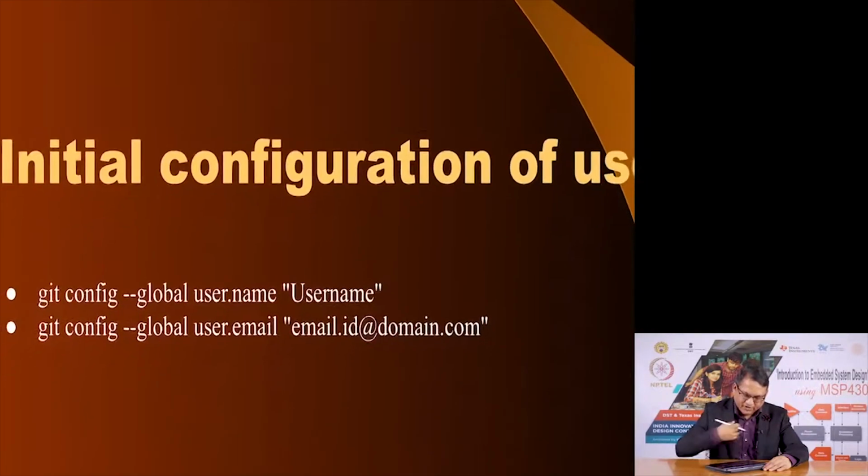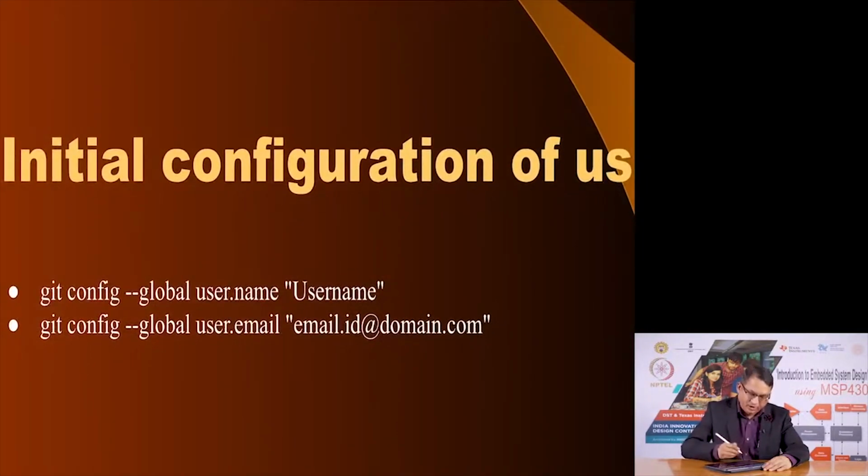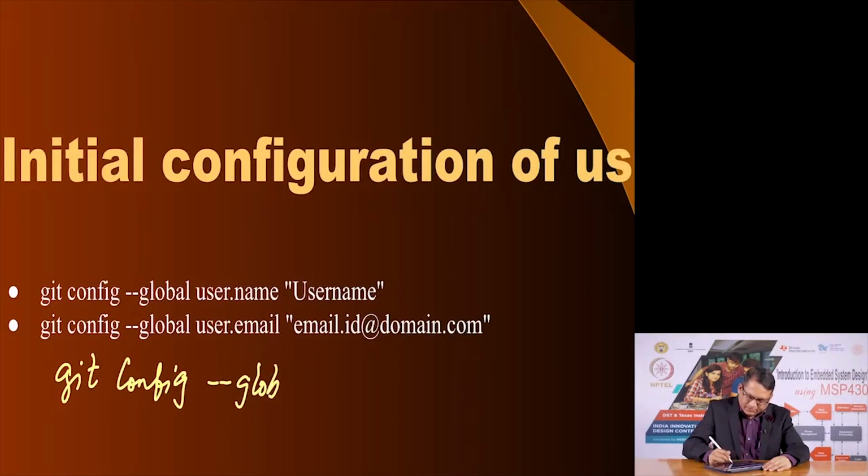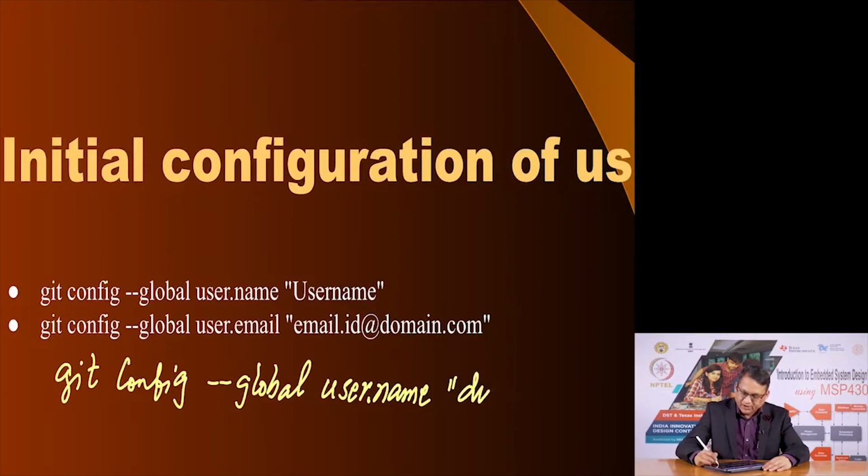So, for example, if I were to do this, on my command prompt in the terminal window, I would type git config --global user.name, and then write the name that I want. So, suppose I want to use my name, I could say DVGADRE, in quotes, and I press enter.